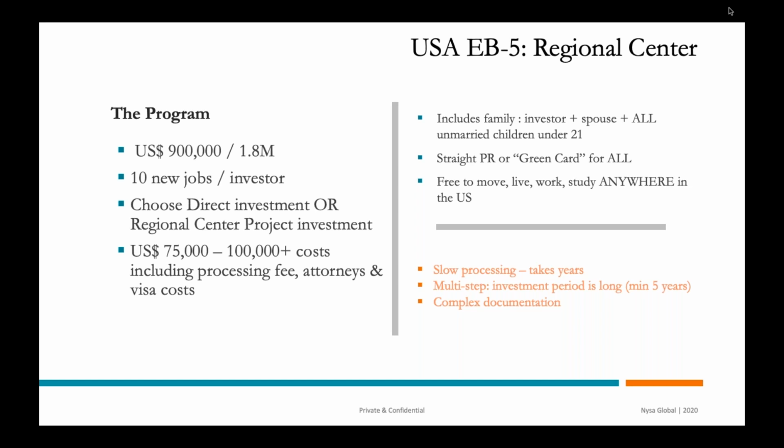in the United States. You can choose a direct investment or a regional center project and expect an associated cost of about 75 to 100,000 US dollars over and above your investment. It includes a family, so spouse and all unmarried children under the age of 21 at the time of application. It's a straight green card for everybody, and everyone securing a green card is free to live, work, study anywhere in the United States. It's not that you invest in a particular place and then you're bound to that place or that state. You can move around anywhere in the US.